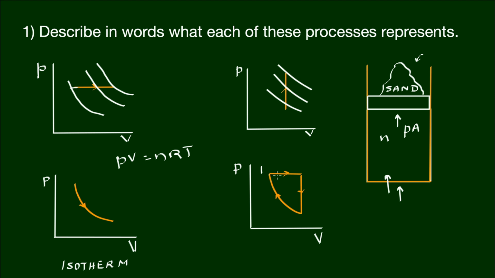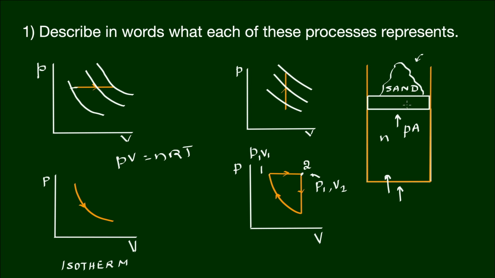We now expand it at constant pressure. It's an isobaric process, bringing it to state 2. And here, at point 1, the pressure is P1, volume is V1. At point 2, the pressure is the same, P1, but the volume is V2. And then we take it through a constant volume process, but now the pressure is decreasing.